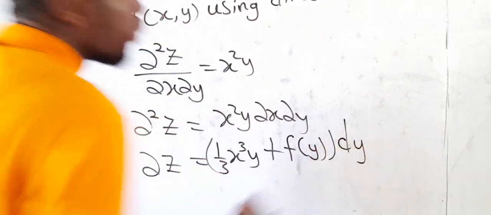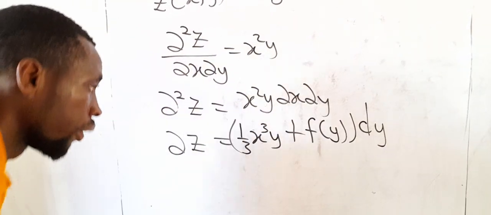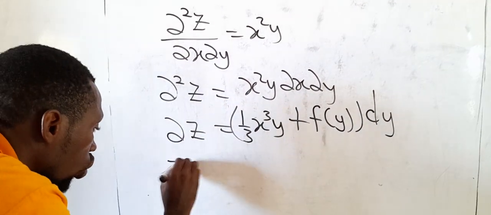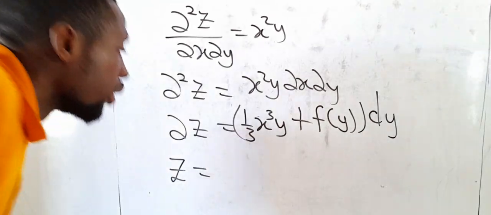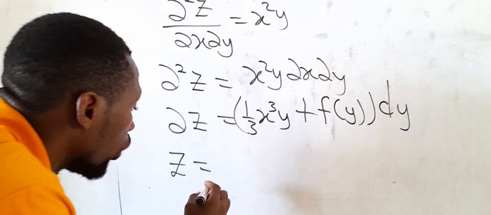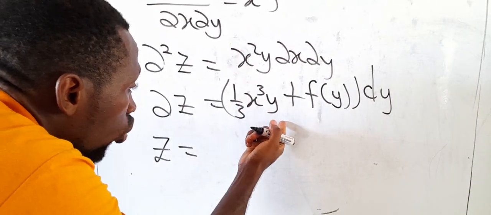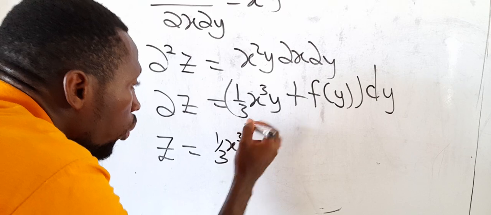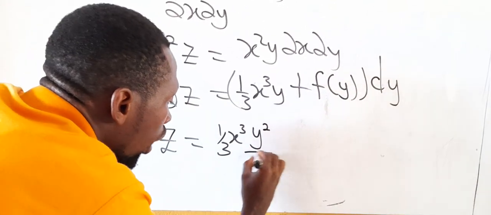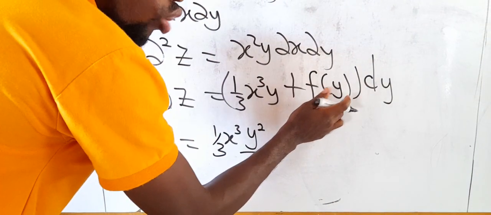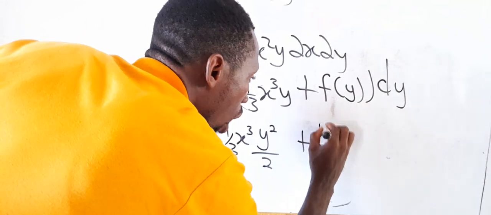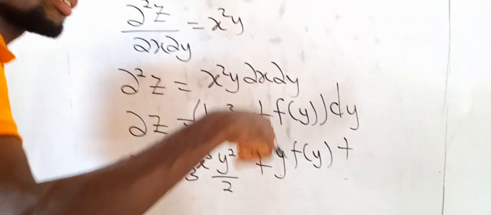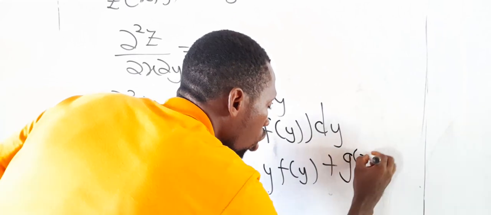Then our del y. What do we do next? We integrate this again with respect to what? y this time around. I hope you get that. So when we differentiate, we get z. When we integrate, we get z. So we integrate with respect to y. Now we integrate this with respect to y. Remember, when we are integrating, the x will be kept constant. So what we have? We have 1/3 x cubed, remember, this will be y squared over 2, plus this is a constant. So we attach the variable to it. So y f of y, then plus the constant of integration. The constant of integration now is an arbitrary function of x. So g of x.